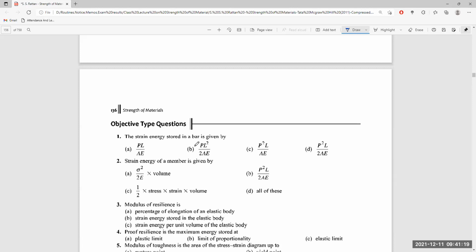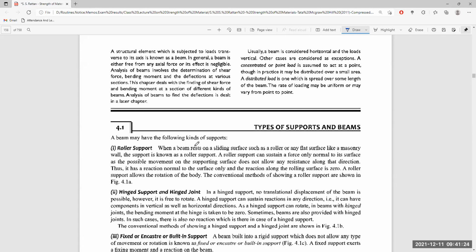Now let us start the next chapter, shear stress, shear force and bending moment. You know that a structural element subjected to a load transverse to its axis is known as a beam. So far we have discussed the situation of a prismatic bar subjected to a load along its longitudinal axis. But here, that prismatic bar will be termed a beam when it is loaded by a load normal to its longitudinal axis.